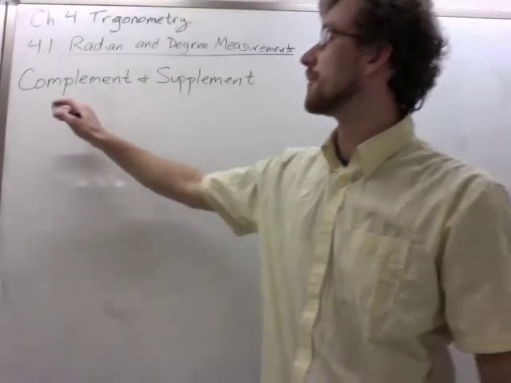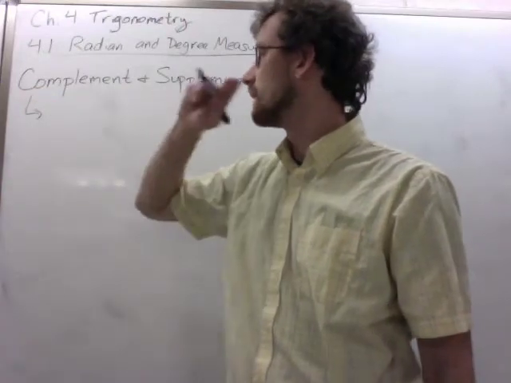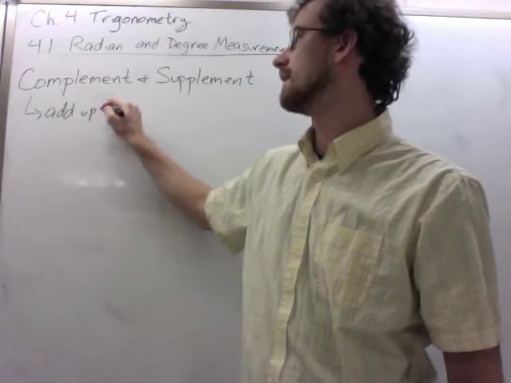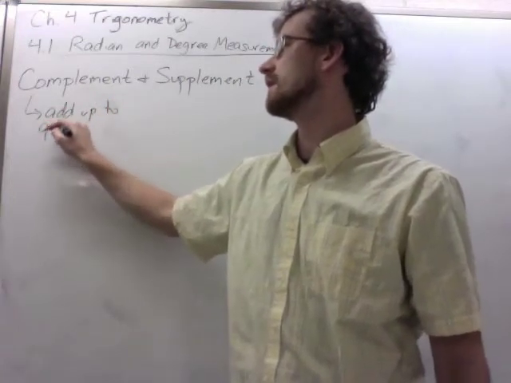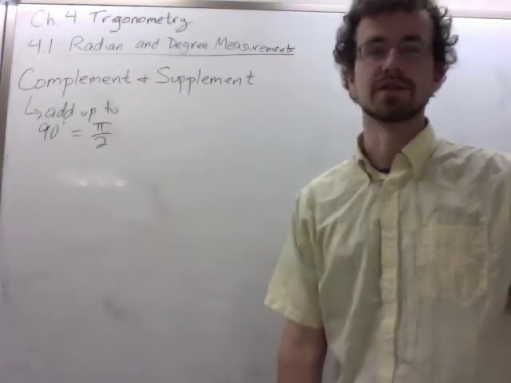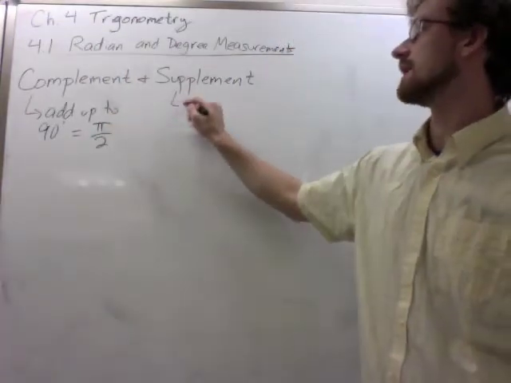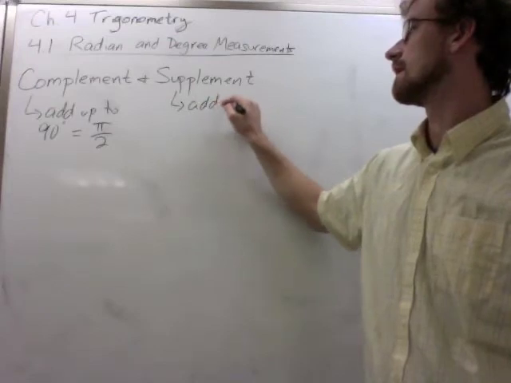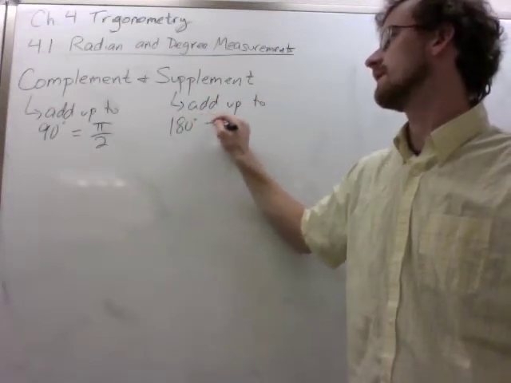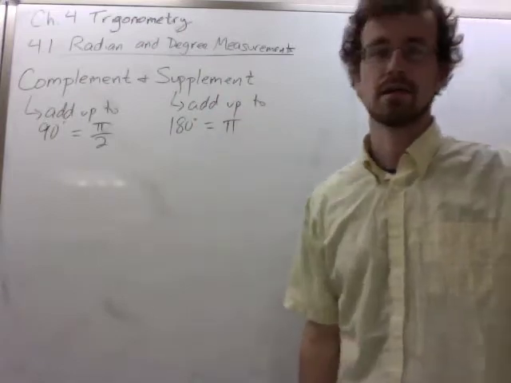You may remember from your previous math classes that complementary angles add up to 90 degrees, or pi over 2 radians, and that supplementary angles add up to 180 degrees, or pi radians.